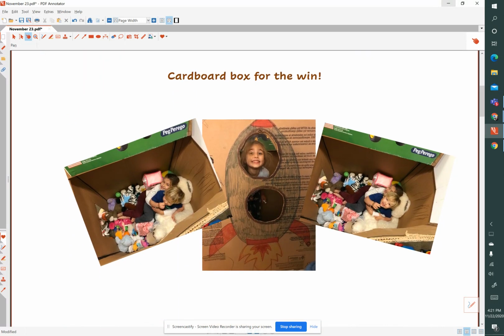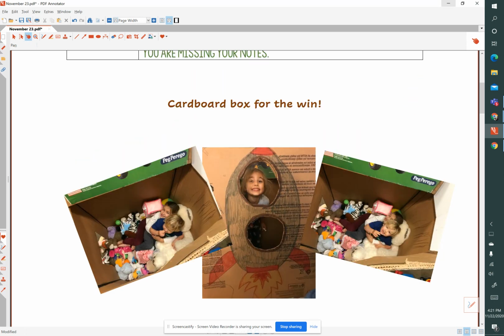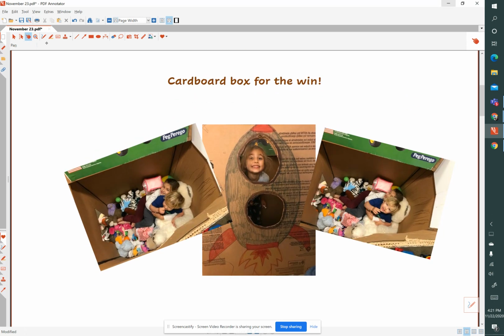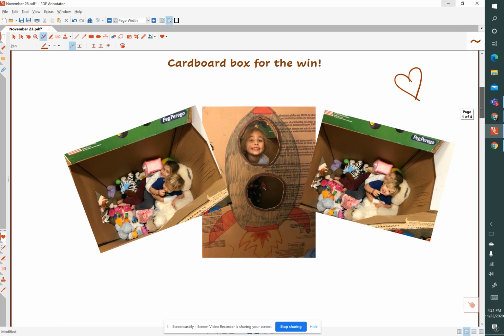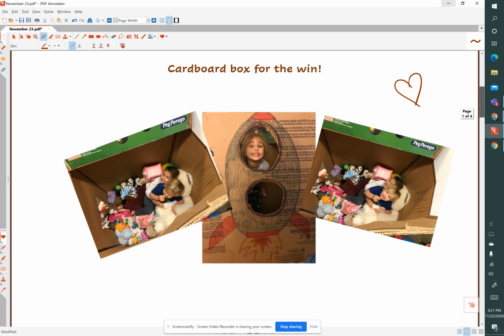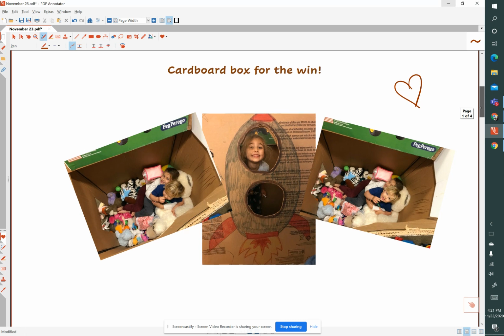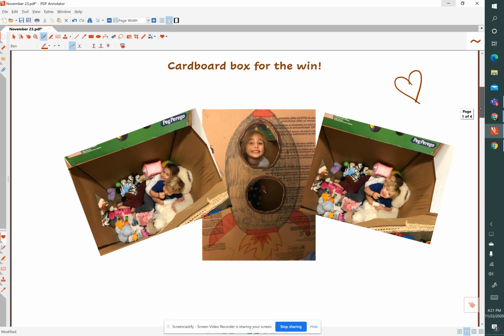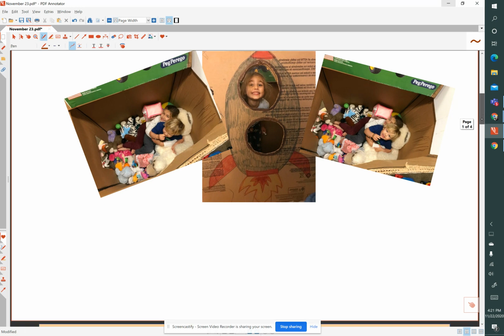Just a fun picture of 2 of my grandchildren today. Cardboard box for the win. I haven't seen them much, so my daughter sent me these pictures and I thought they were really cute, so I thought I'd share those with you. Nothing like a cardboard box, right? Just to have some fun. You don't need to spend money. Just get out your crayons or markers and just go for it.